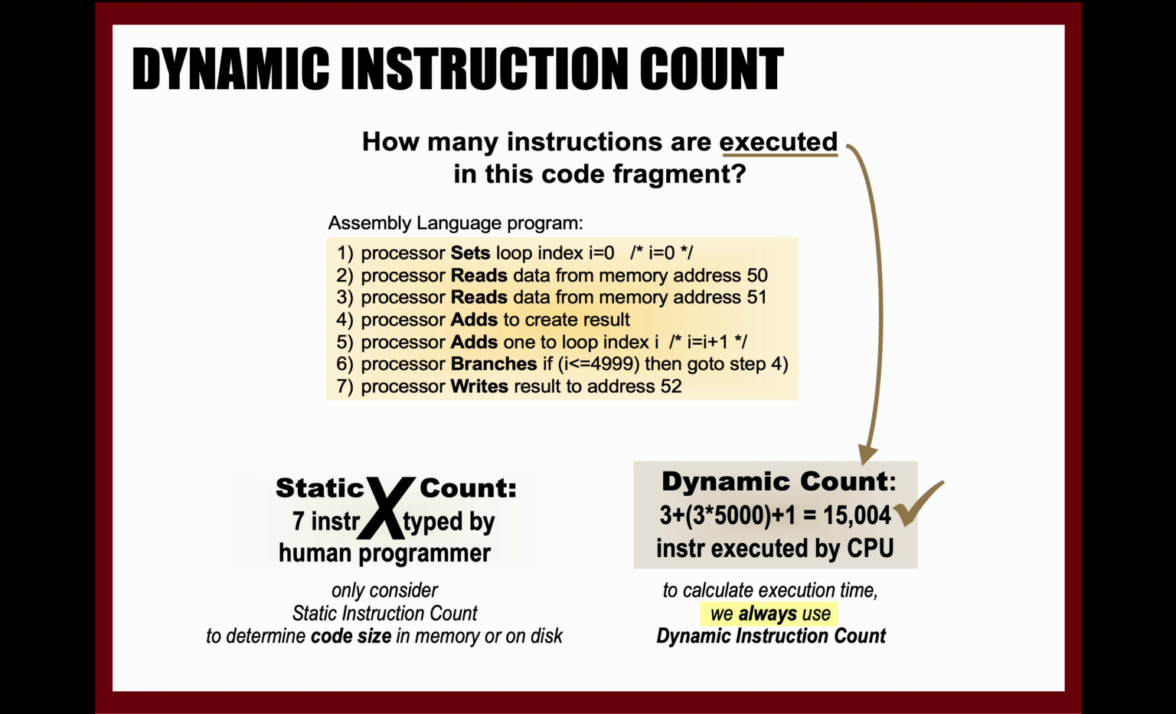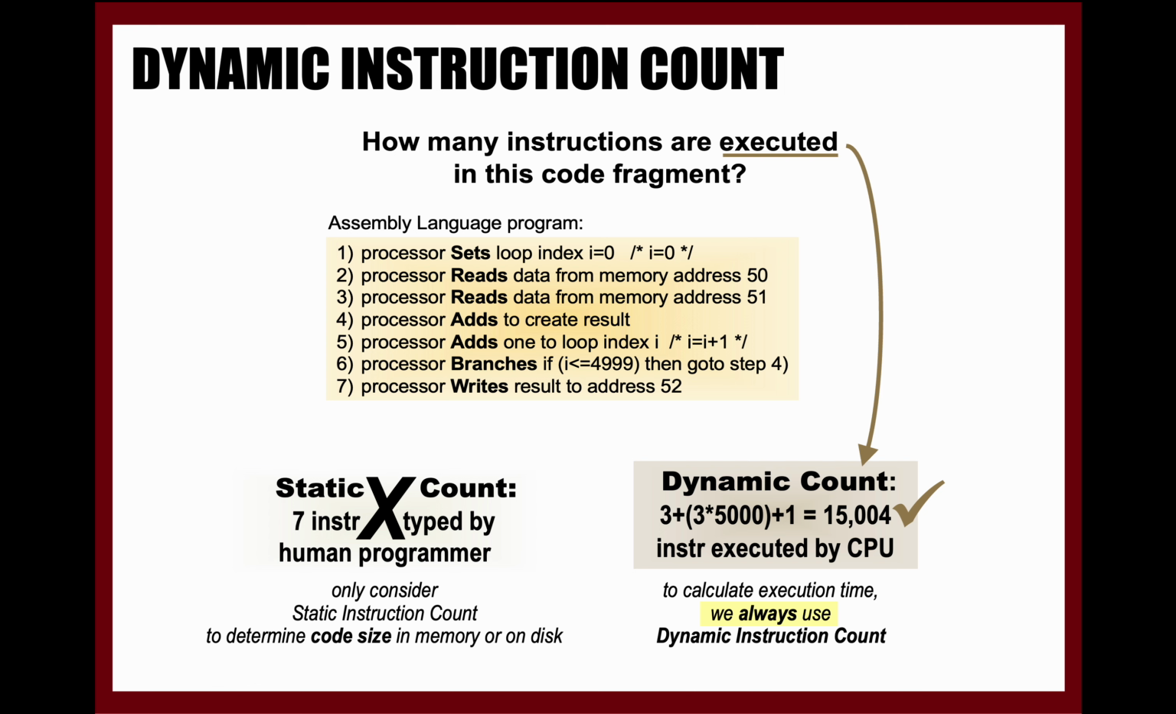Then let's talk about the difference between dynamic and static instruction count. To illustrate this, let's take a look at a basic assembly language program fragment. The program does the following: sets the loop index to 0, reads data from memory address 50, reads data from memory address 51, adds data to produce a result, increases the loop index by 1. If the loop index is less than 5000, it goes back to step 4. Once the loop is finished, the result is written to memory address 52.